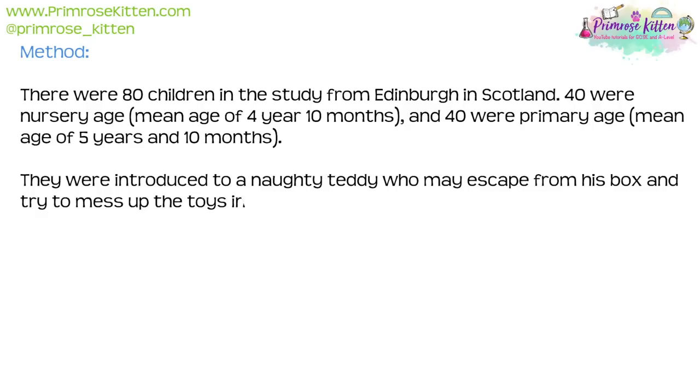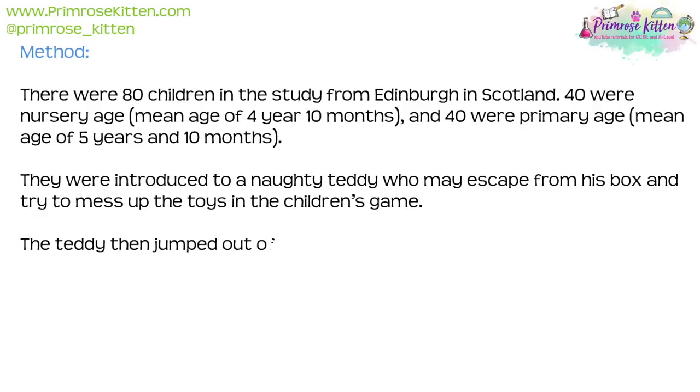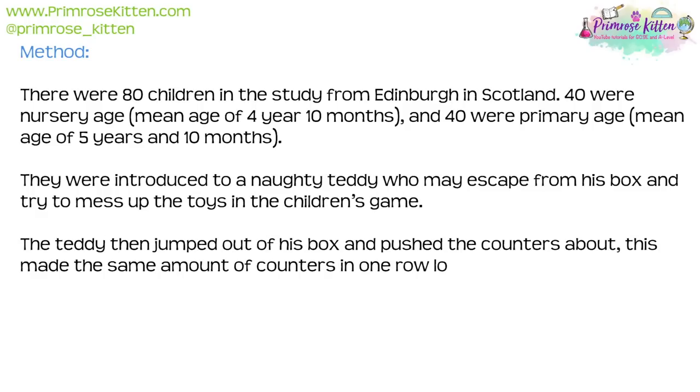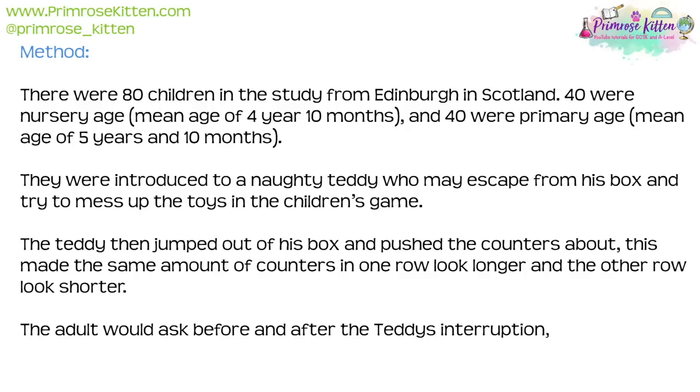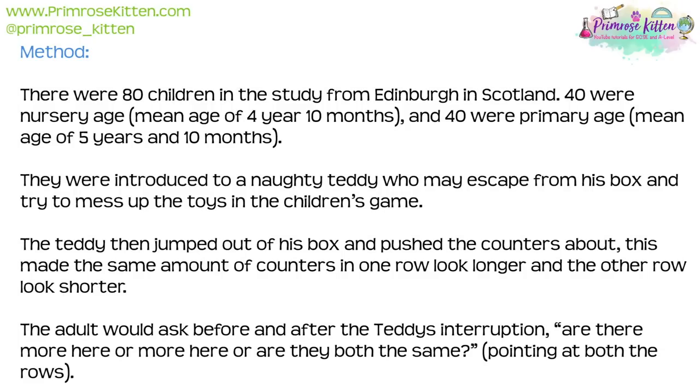They were introduced to a naughty teddy, who may escape from his box and try to mess up the toys in the children's game. The teddy jumped out of his box and pushed the counters about. This made the same amount of counters in one row look longer than the other row, and that row looked shorter. The adult would ask before and after the teddy's interruption, are there more here or more here, or are they both the same, pointing at both of the rows.